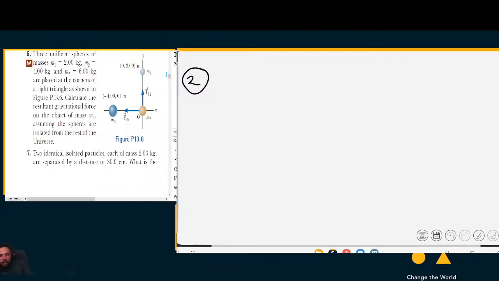Okay, so the force between mass 1 and 2, F12, is going to be attractive, so it will be upwards. They even provided us with the directions. So it's going to be G multiplied by M1 times M2 over R squared. So it's 6.67 times 10 to the negative 11.